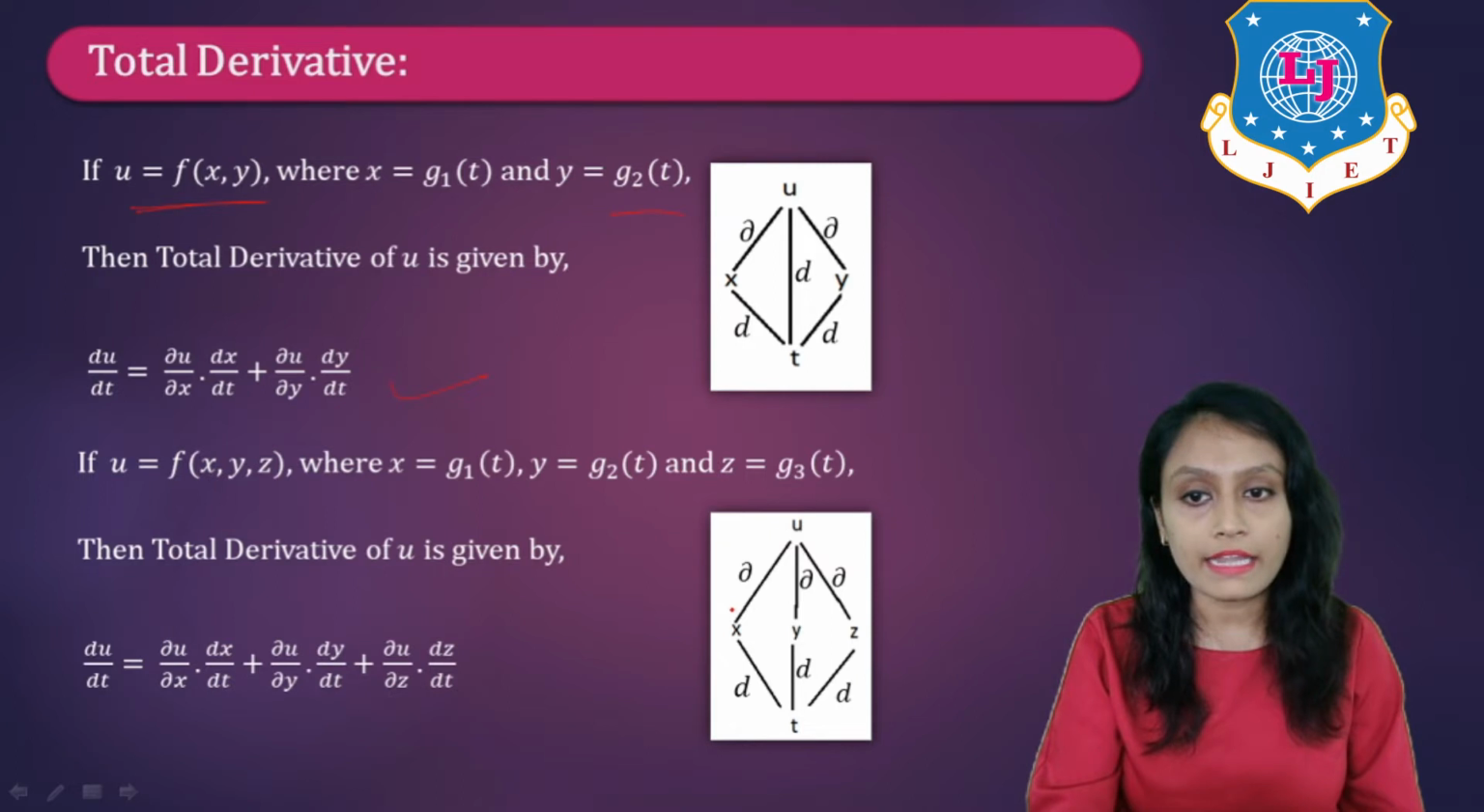Now in order to find du by dt, what will we write? Del u by del x into dx by dt. This is the first portion. Plus next, del u by del y into dy by dt. Plus from here, del u by del z and dz by dt. In this way you will write the formula using this diagram.